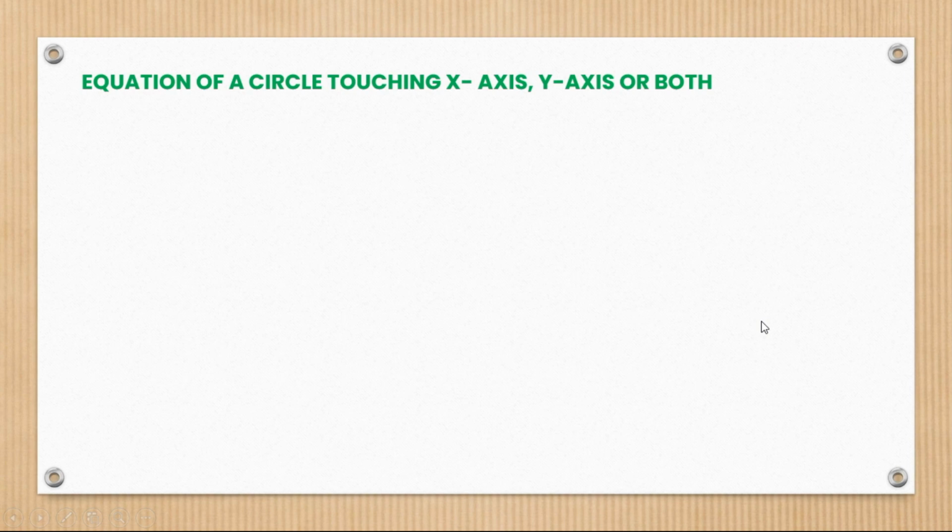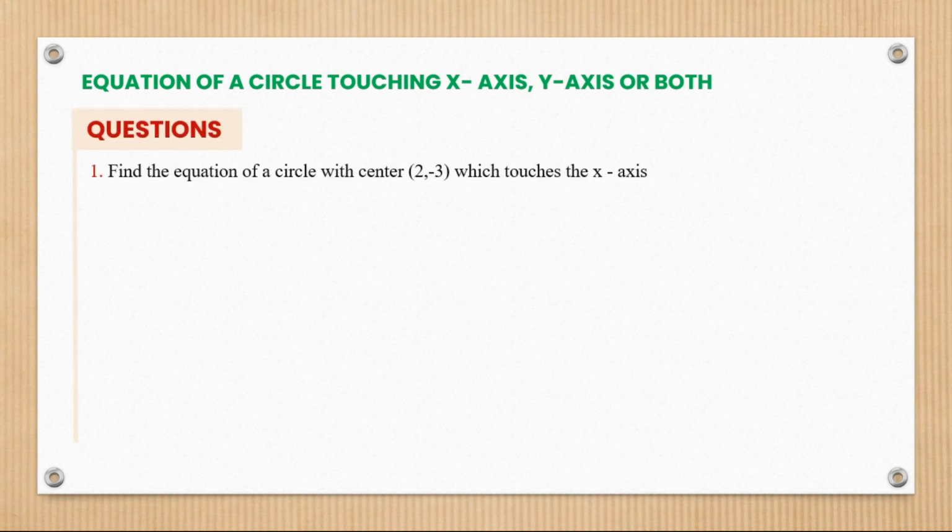Alright, so next to move on, we're going to be looking at the equation of a circle touching the x-axis, y-axis, or both. So let's look at question 1. We're told to find the equation of a circle with center (2, -3), which touches the x-axis. So what happens here is I just simply have to sketch. This sketch is just going to be according to the interpretation. So I just have to sketch a circle which touches the x-axis. But make note that for the center of the circle, the x value shall be 2, and then the y value should be -3.